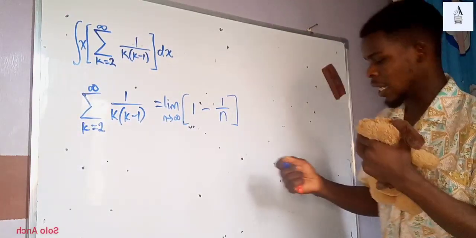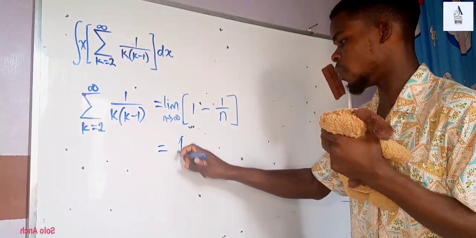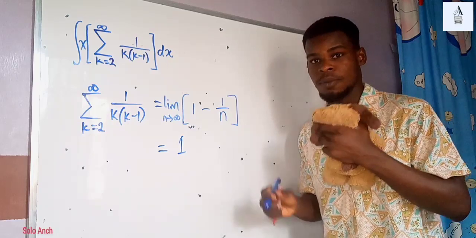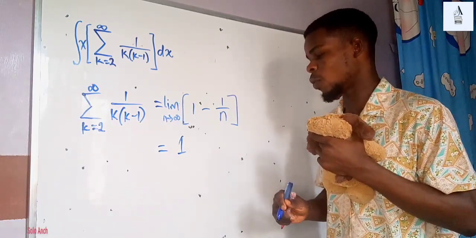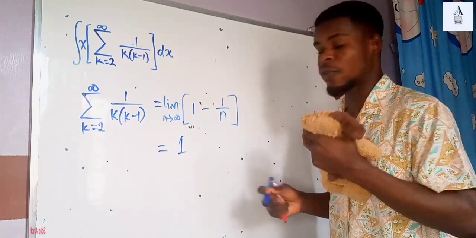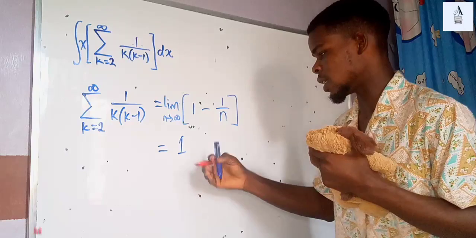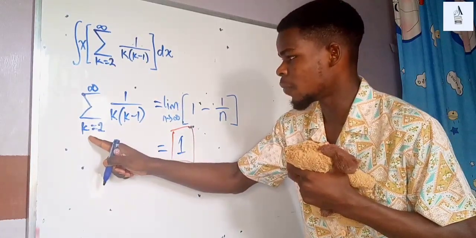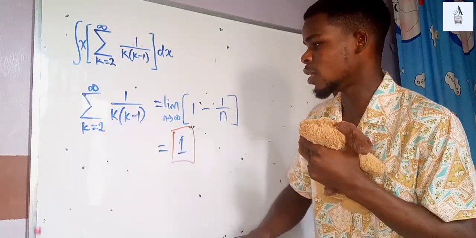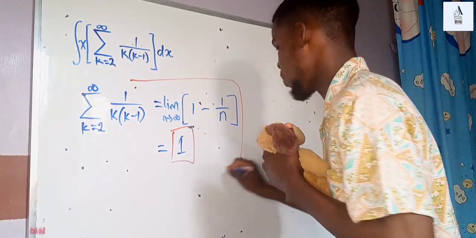And now we just have to figure out what the limit will be. Well, clearly, as n tends to infinity, 1 will just remain 1, because the limit of the difference can be taken as the difference of the limits. And as n tends to infinity, 1 over n tends to 0 from the right. Anyway, it's still 0. So we just have 1 here. So this is the limit. And this limit is in fact equal to the sum, as k starts from 2 to infinity, of 1 over k times (k minus 1).